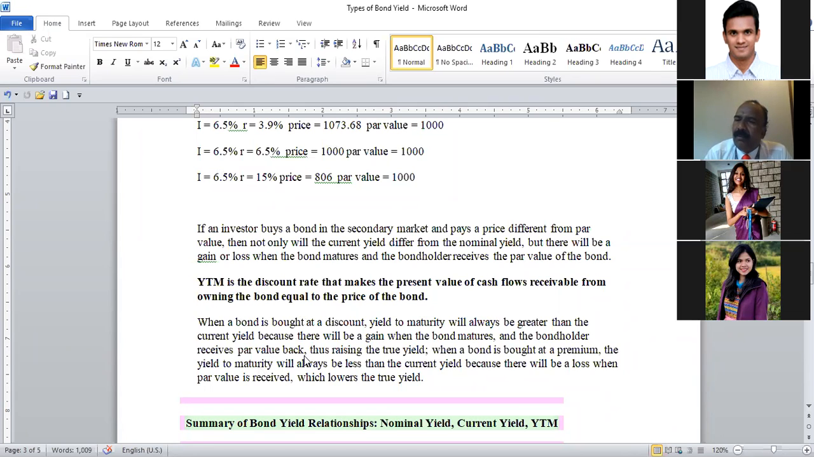When the bond is bought at a premium, the first case, you bought at 1073.68, higher than the par value. So in that scenario, yield to maturity will always be less than the current yield. So yield to maturity is 3.9, current yield is 6.5, less than the current yield, because there will be a loss when you receive the bond, because you receive less, which lowers the true value of the bond. The first sentence is the third scenario. The second sentence is the first scenario.